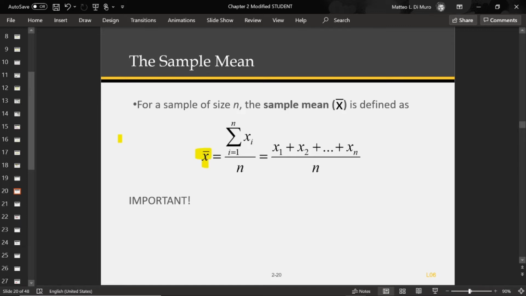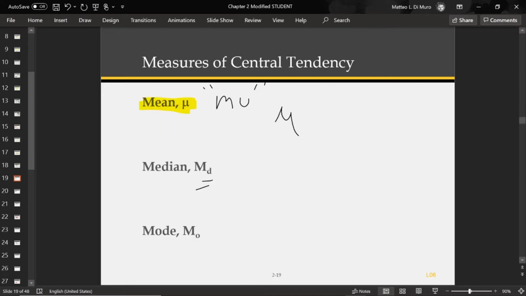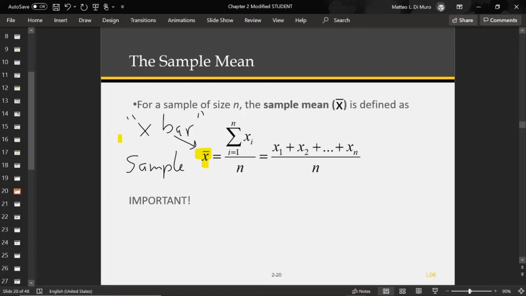The symbol we use for a sample is X bar. That's how it's pronounced. You'll get the lingo. If it's a population, if we're talking about the true population, then we use mu. But if we're just doing a sample, like the average height of everybody in the class, then we'd use X bar. This stuff here we'll talk about in a second. That's the fancy way to write the formula.